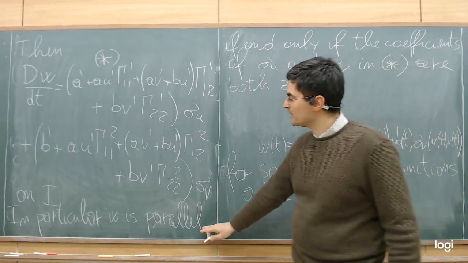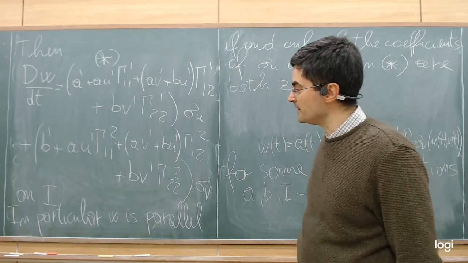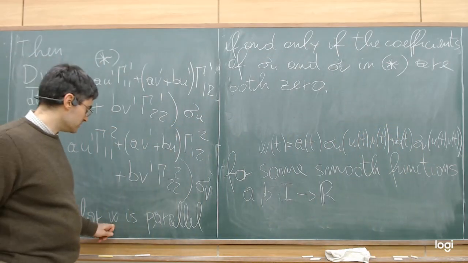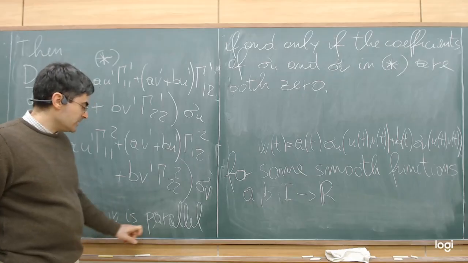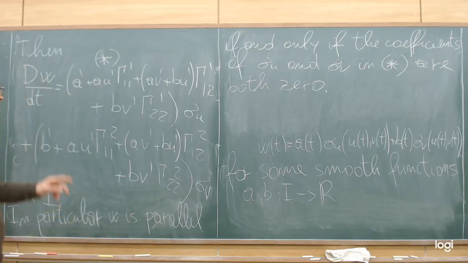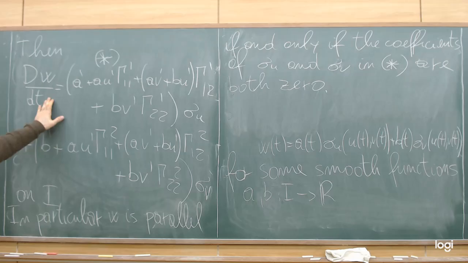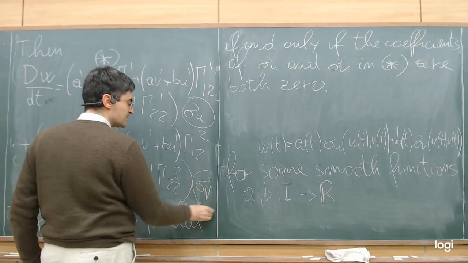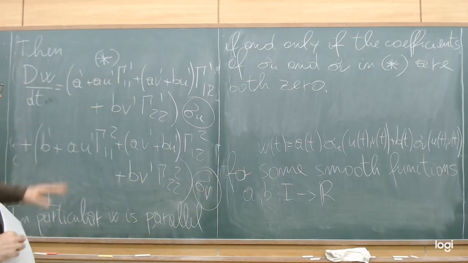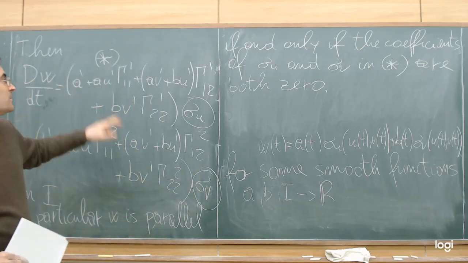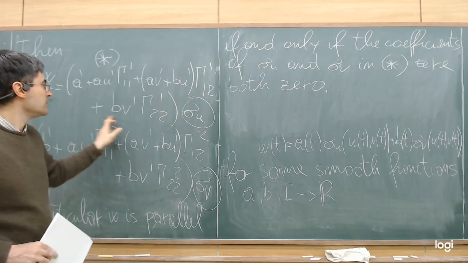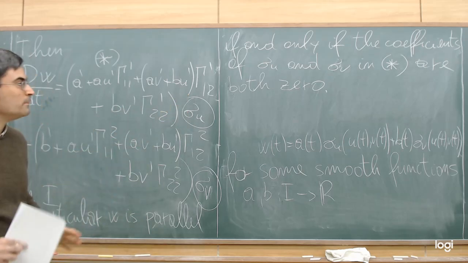The second part of this lemma is immediate. Why? Because we know that a vector field is parallel if its covariant derivative is 0. This covariant derivative is a linear combination of sigma u and sigma v. So this covariant derivative will be 0 if these coefficients 1 and 2 will be 0.